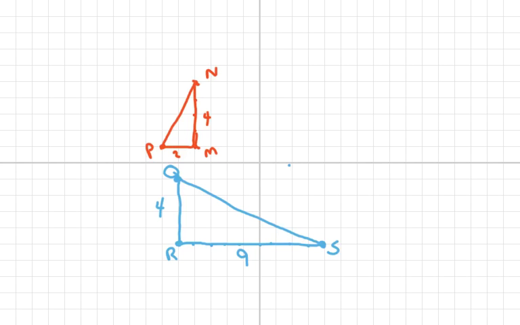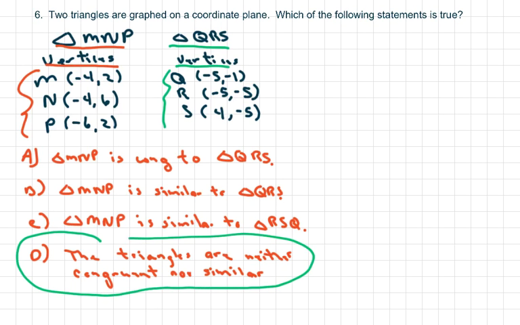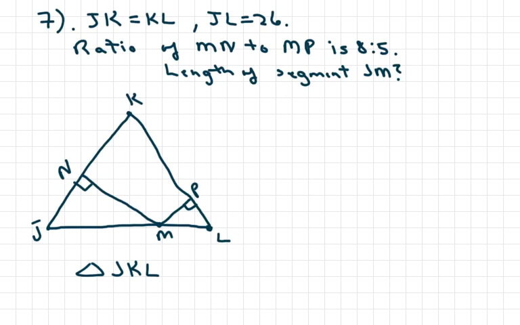So I'm going to set up 2 to 4 and see if that equals 4 to 9. And clearly that's not true. So basically the answer is D. So the triangles are neither congruent nor similar. Okay? And is that it? Oh, we have one more.